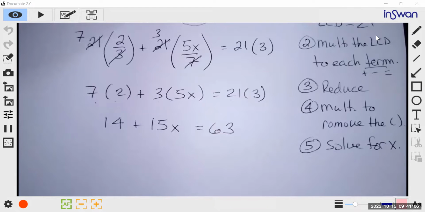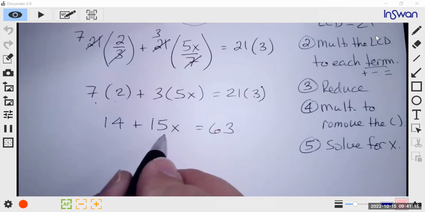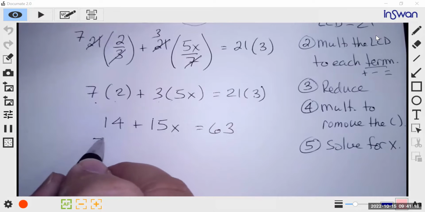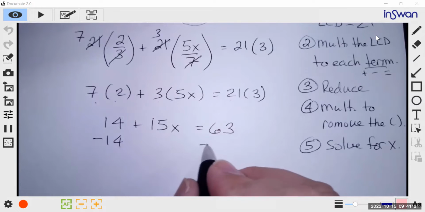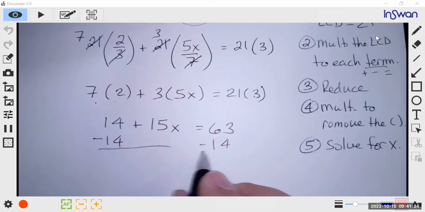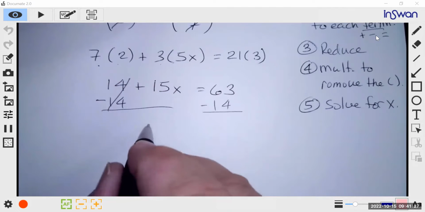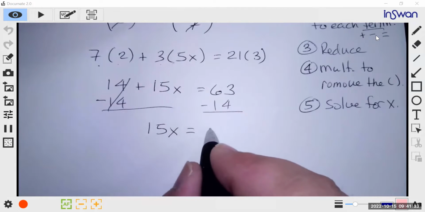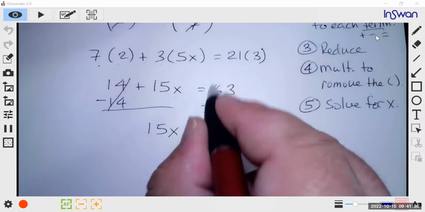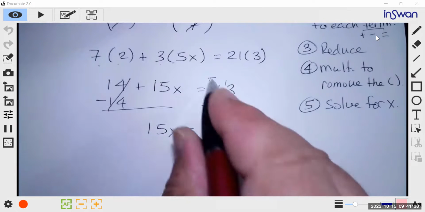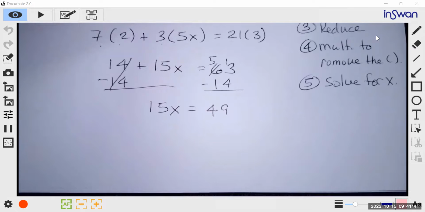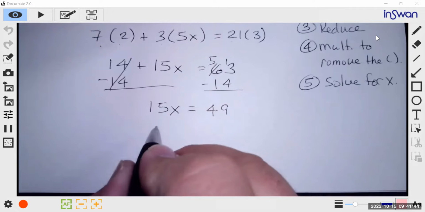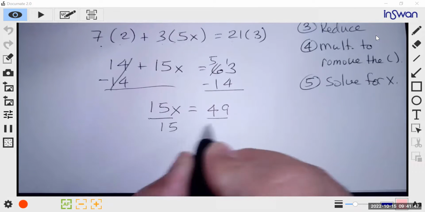Then solve for x. Combine like terms, solve for x. Since all the x's are on one side, we have to get rid of the 14 by subtracting 14 from both sides. 63 minus 14 is 49. Just borrow the one. 13 minus 4 is 9. 5 minus 1 is 4. And divide both sides by 15.